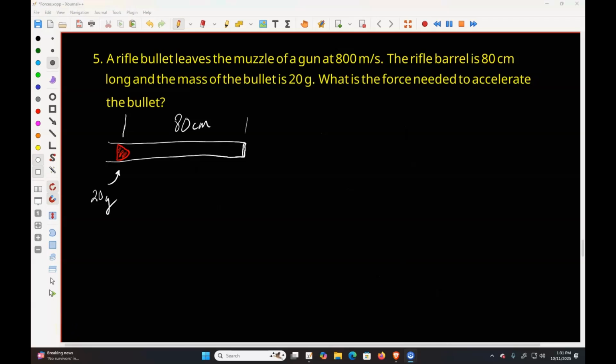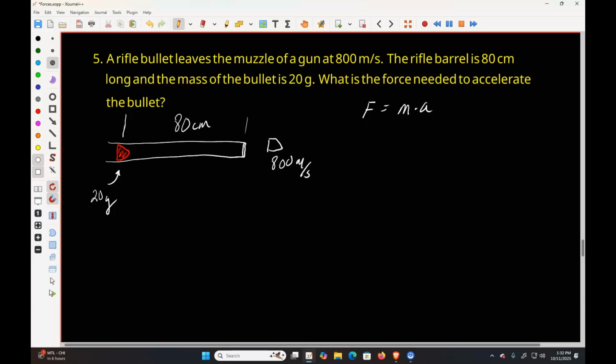In this example, I have a rifle bullet leaving the muzzle of a gun at 800 meters per second. So when it gets to here, it's going to be going 800 meters per second. The barrel of the gun is 80 centimeters long, and the mass of the bullet is 20 grams. So what force is needed to accelerate this? We know the formula is F equals m times a. Okay, I need to find the acceleration.